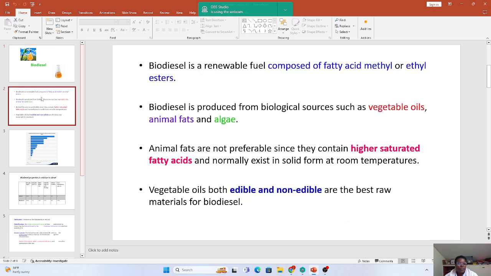What is biodiesel? This is a renewable fuel composed of fatty acid methyl or ethyl esters. It is produced from biological sources such as vegetable oils, animal fats, and algae. Animal fats are not preferable since they contain high saturated fatty acids, because normally they exist in solid form at room temperatures. But vegetable oils, both edible and non-edible, are the best raw materials for biodiesel.